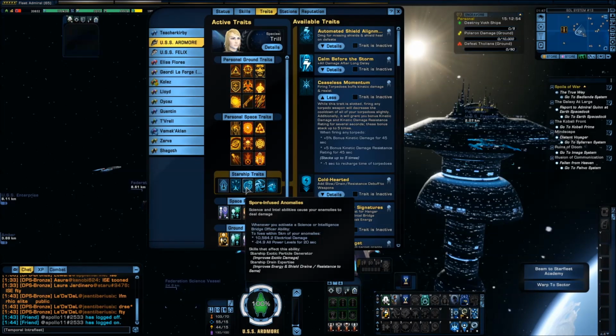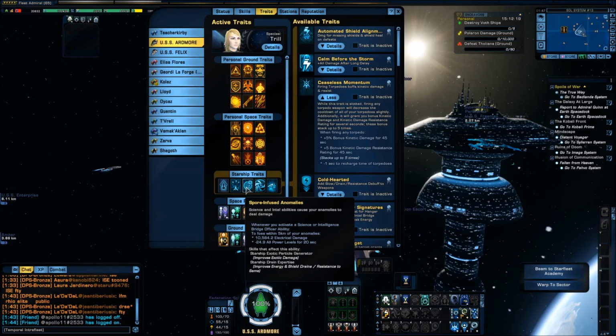Now this next one, spore infused anomalies, is like crack for your anomalies. This increases the damage by a huge amount. To foes within 5 kilometers of your anomalies, this is going to be everybody that gets pulled into your gravity well, it gives 10,000 electrical damage. This just amps it up to the next level.